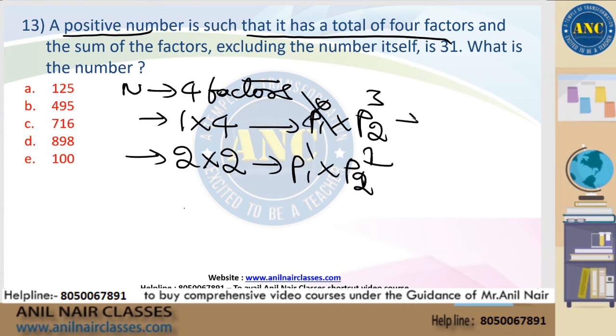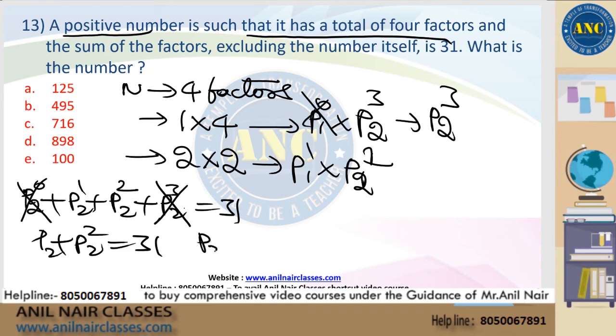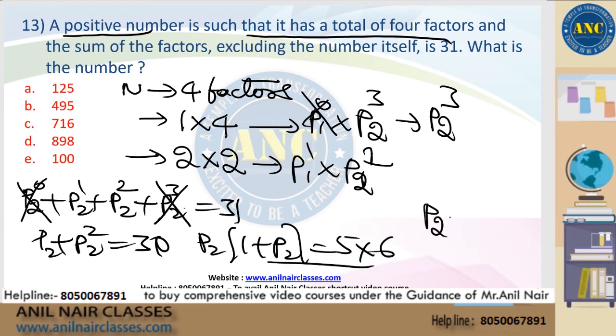So this is P2 power 3. What are the factors? P2 power 0, P2 power 1, P2 power 2, P2 power 3. Sum is 31. Exclude the number: 1 plus P2 plus P2 square is 31. P2 into 1 plus P2 is 30, 5 into 6. So P2 is 5. 5 cube will give you one number, which is 125. I hope it is clear, Anil.